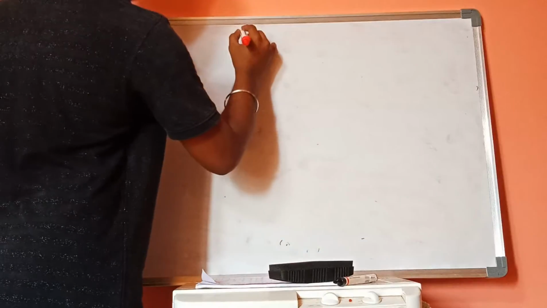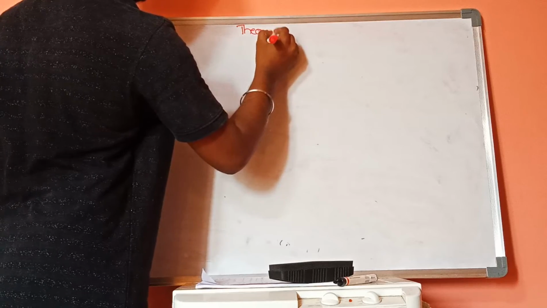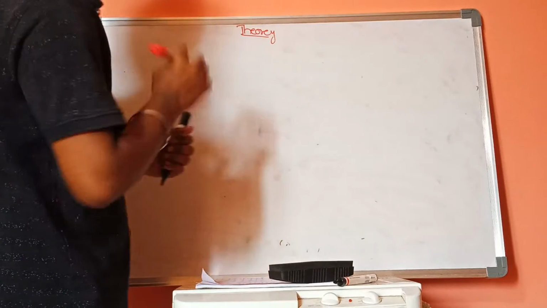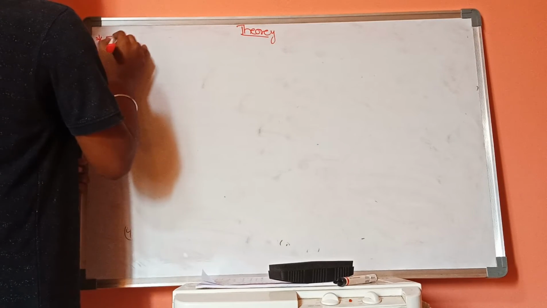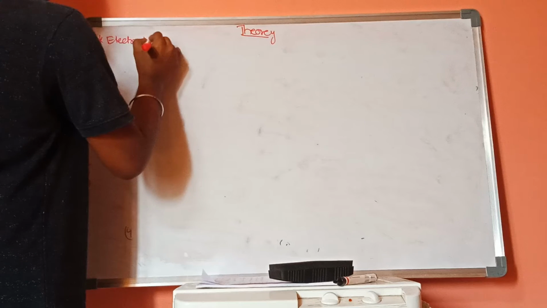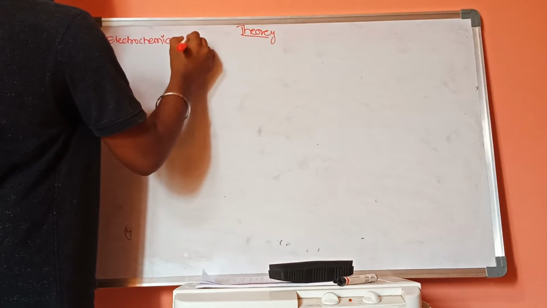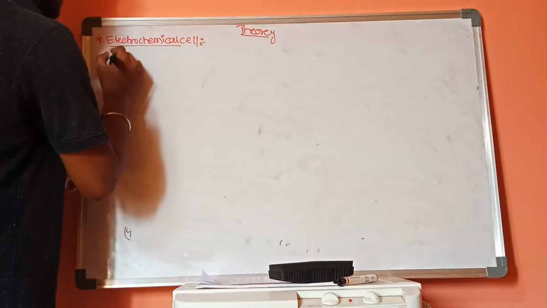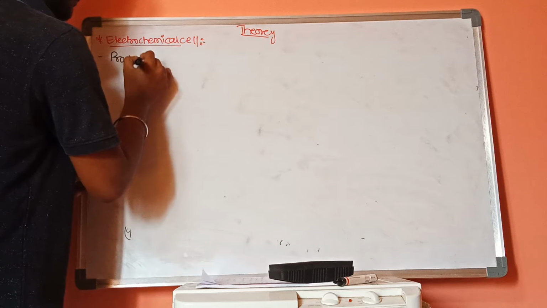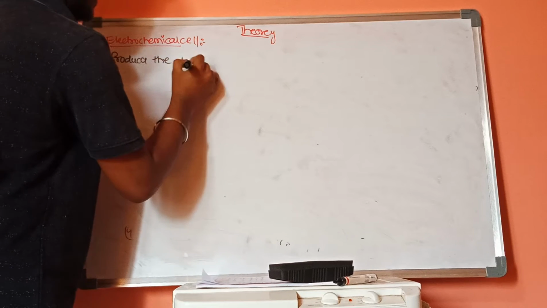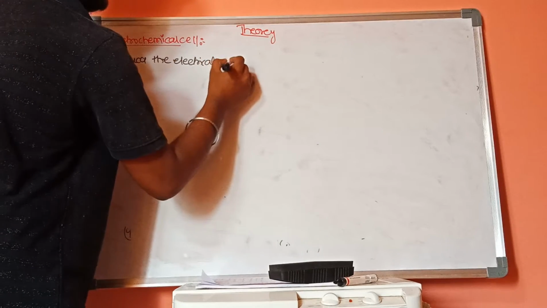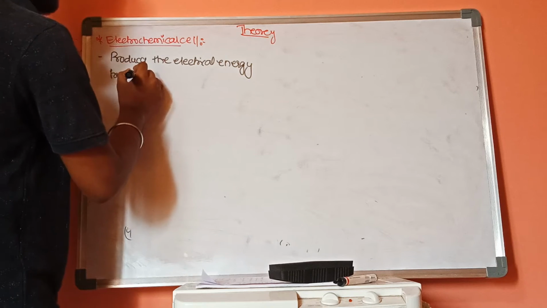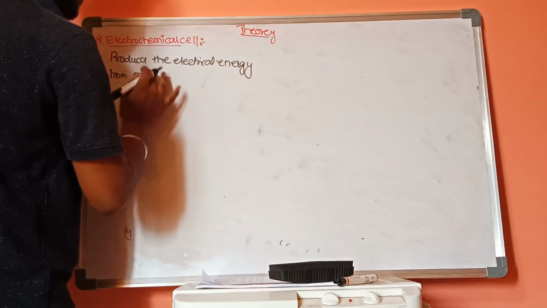Let us discuss a theory. Theory of redox titrations. Here the theory explains about the electrochemical cell. An electrochemical cell is a cell which produces electrical energy from chemical energy.